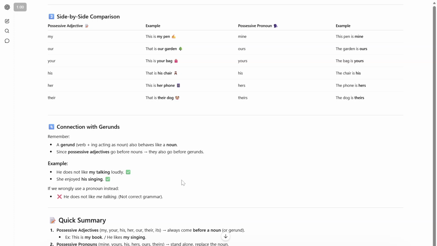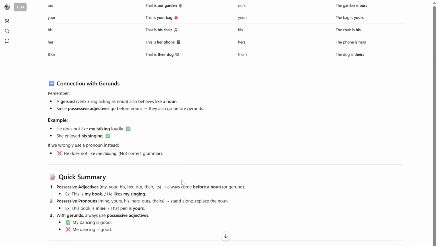Connection with gerunds. Remember, a gerund, verb plus ing acting as a noun, also behaves like a noun. Since possessive adjectives go before nouns, they also go before gerunds. Example: he does not like my talking loudly. She enjoyed his singing. If we wrongly use a pronoun instead, as in 'he does not like me talking', it is not correct grammar.